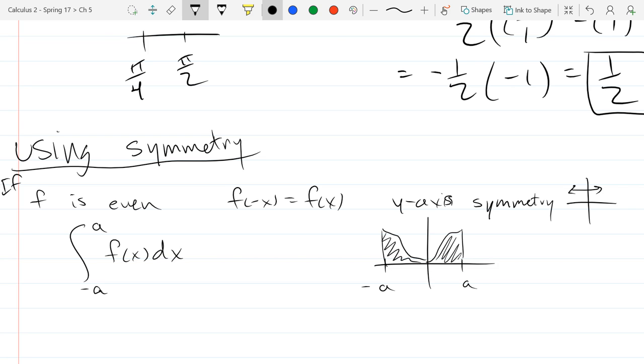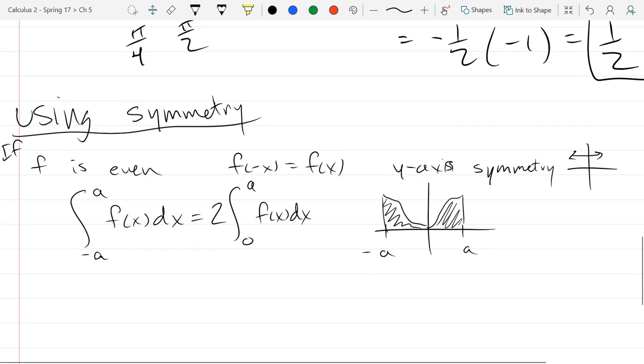So I could just go and basically figure out half of it from 0 to a and then multiply by 2. So we have 2 integral 0 to a f(x) dx. So this is for any even function, you can do this trick.